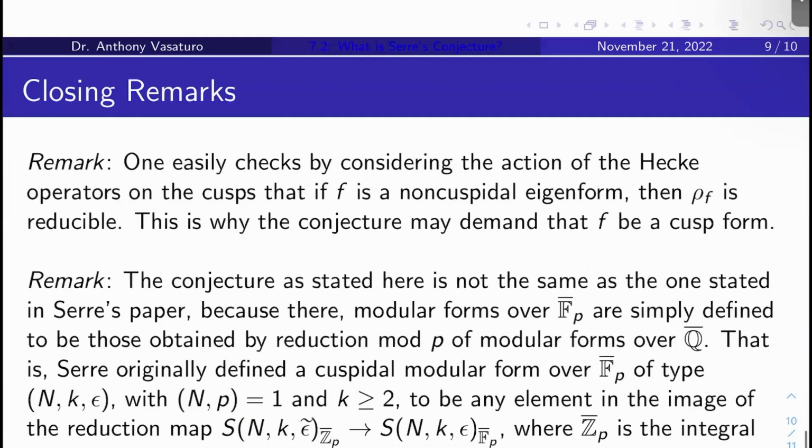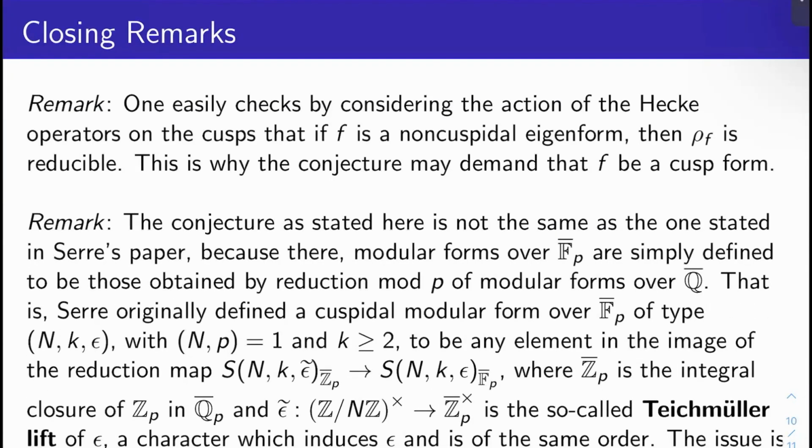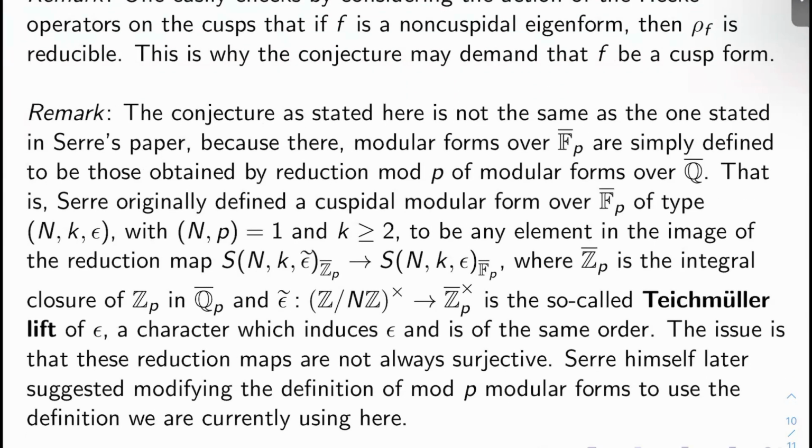Let's make a couple closing remarks. If you consider the action of the Hecke operators on the cusps, you see that if f is a non-cuspidal eigenform, then rho f is just reducible. So but we're dealing with an irreducible representation, so in the conjecture, we can just demand f be a cusp form. The other thing is, if you read the Serre conjecture paper, you'll see that Serre's original conjecture is not the same as the one stated here. Because there, in that paper, modular forms over F_p bar are just defined to be those that are obtained by reduction mod p of modular forms over Q bar. So kind of the usual modular forms you're comfortable with.